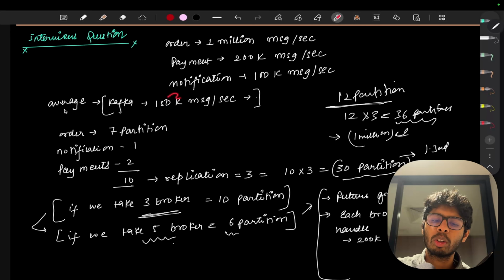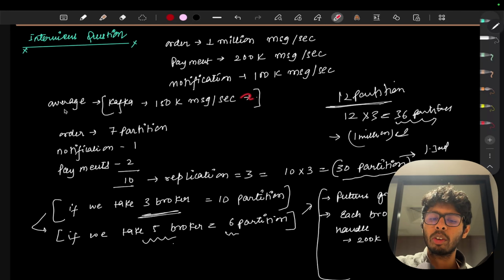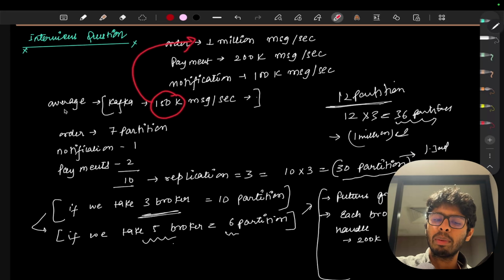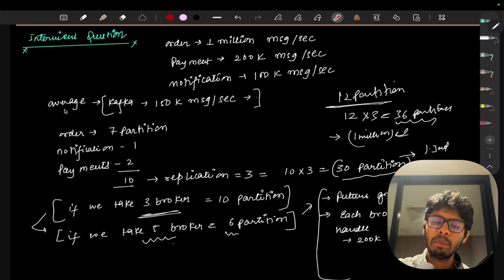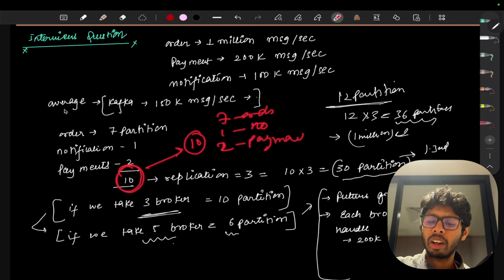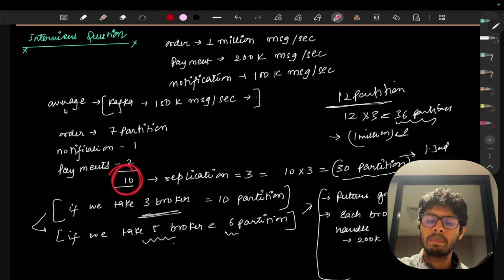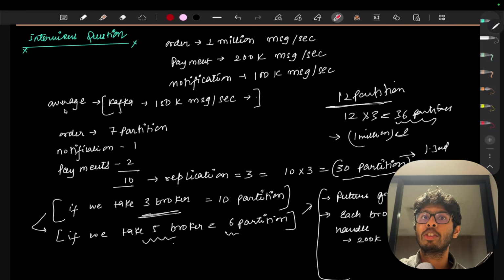Again, Kafka is going to handle 150k messages per second. We see this with the help of benchmarking. Now we are going to divide this 150k into 1 million, 200k and 100k. When we divide it, we'll come to know the number of partitions that we need is going to be 10: 7 for our orders, 1 for our notification, 2 for our payments. After dividing, I figured out these three numbers, and if I sum them up, I get 10. This is the number of partitions that I should make.